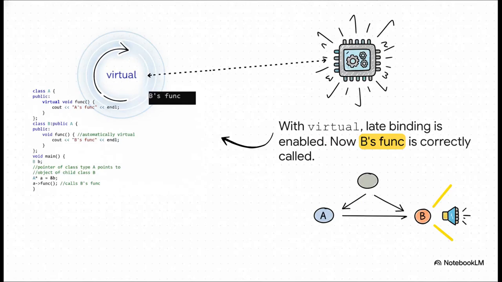And here it is, the solution. Look at that one tiny change in class A. We just added the word virtual right in front of the function. That's it. That one word is a signal telling the compiler to set up late binding for this function. So now when we run the exact same code as before, the program checks the actual object at runtime. It sees it's a B object and boom, it correctly calls B's version of the function.